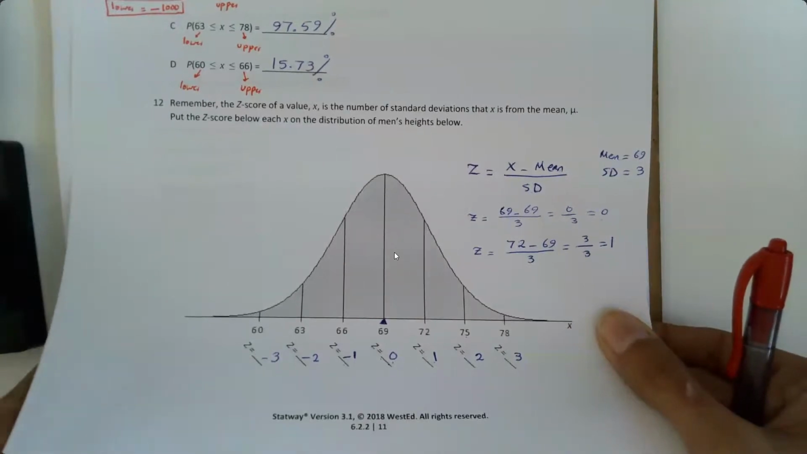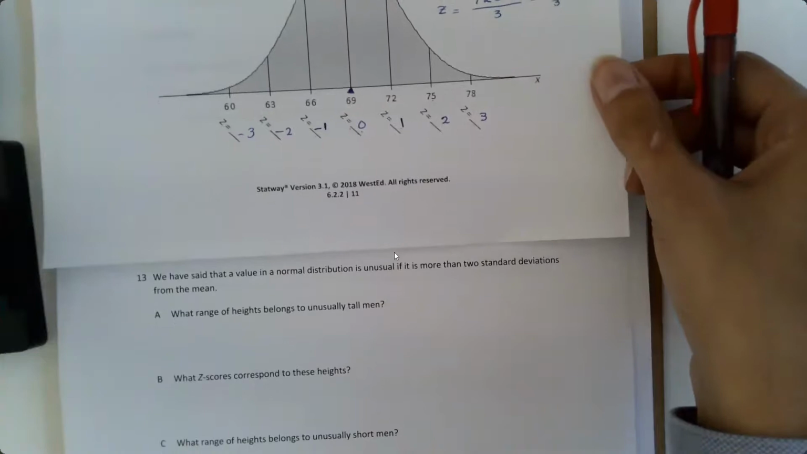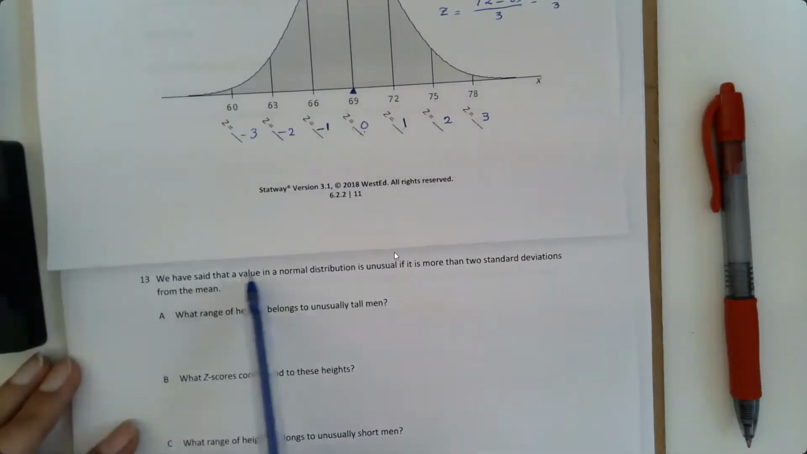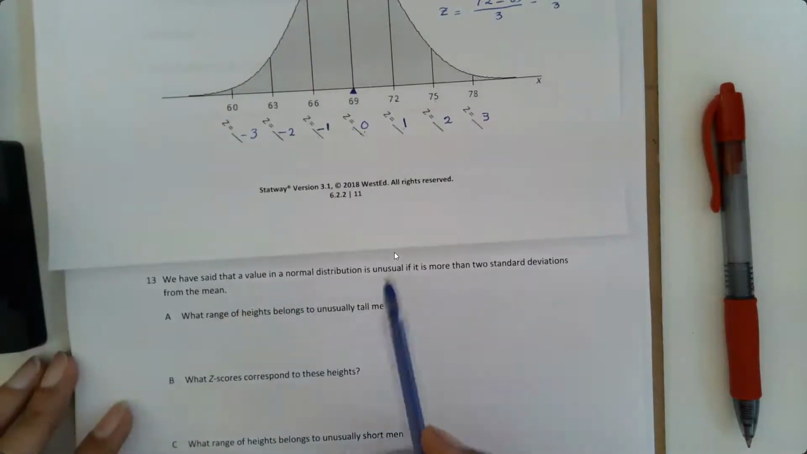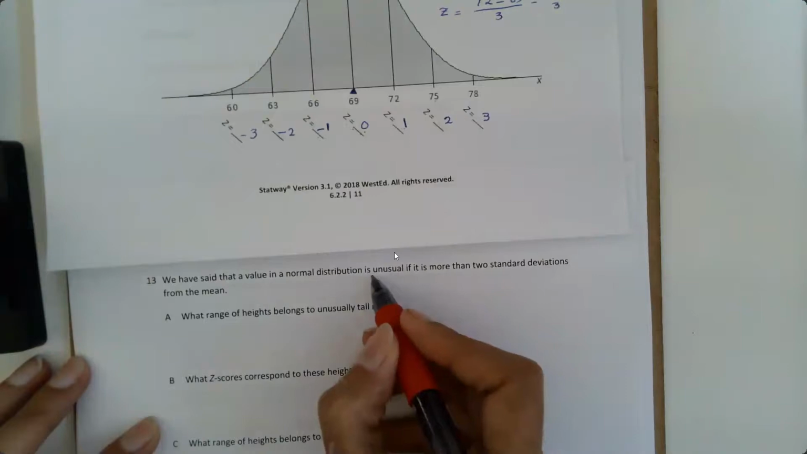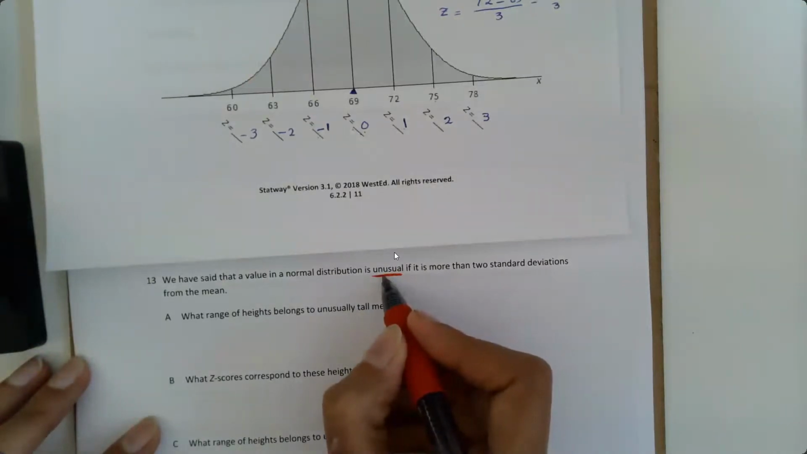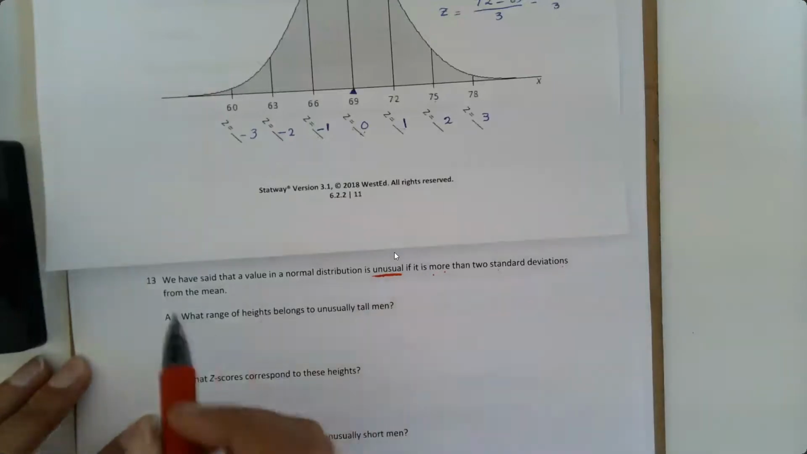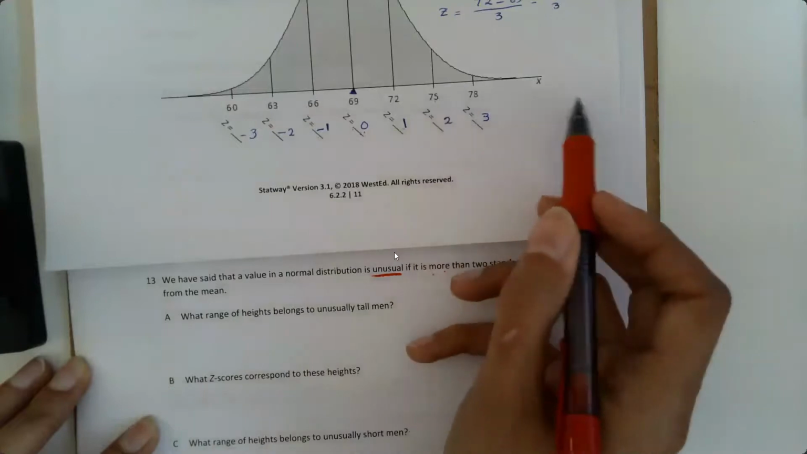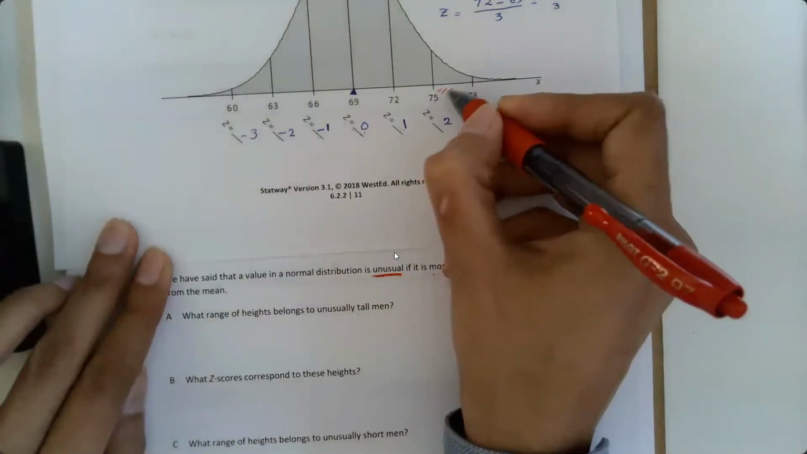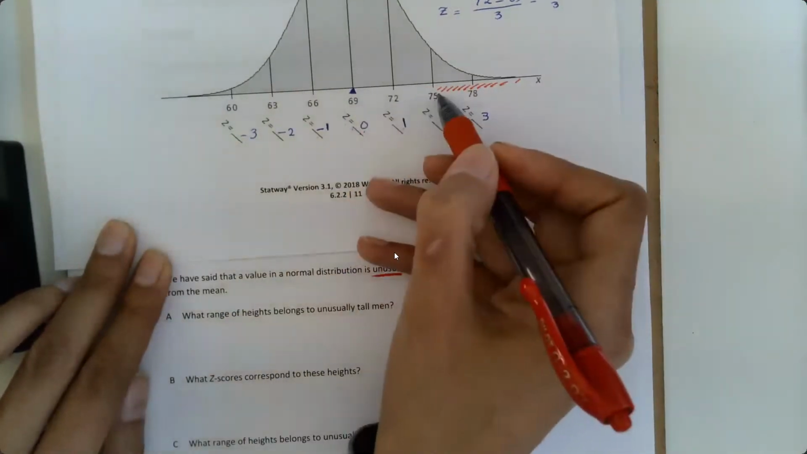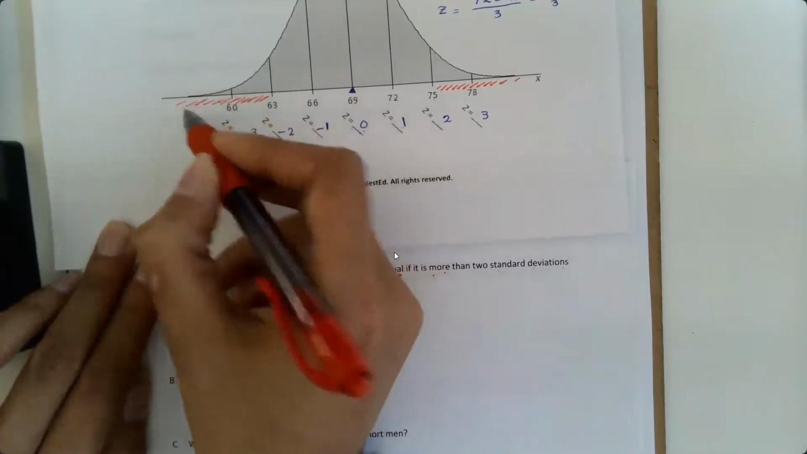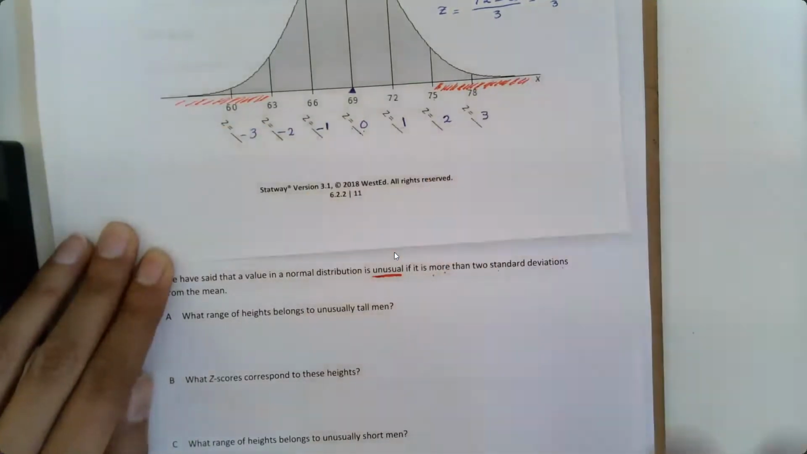Like number 13. So let us keep this here. We have said that a value in a normal distribution is unusual. Remember how we define unusual data? If it is larger than 2 standard deviations from the mean. So 2 standard deviations on the right and 2 standard deviations on the left. These values, these heights, are considered to be unusual.